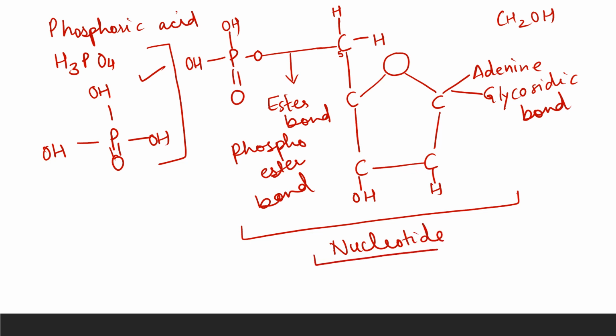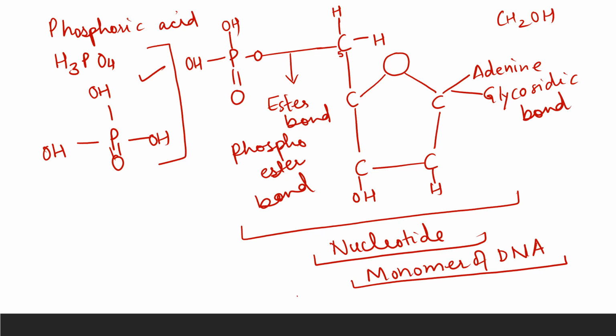Now this is one monomer of DNA, right? This is a monomer of DNA. And this is what we are trying to make, right? So what we are trying to make is the monomer of DNA, which is nucleotide. So this is all about what we are trying to do, right?